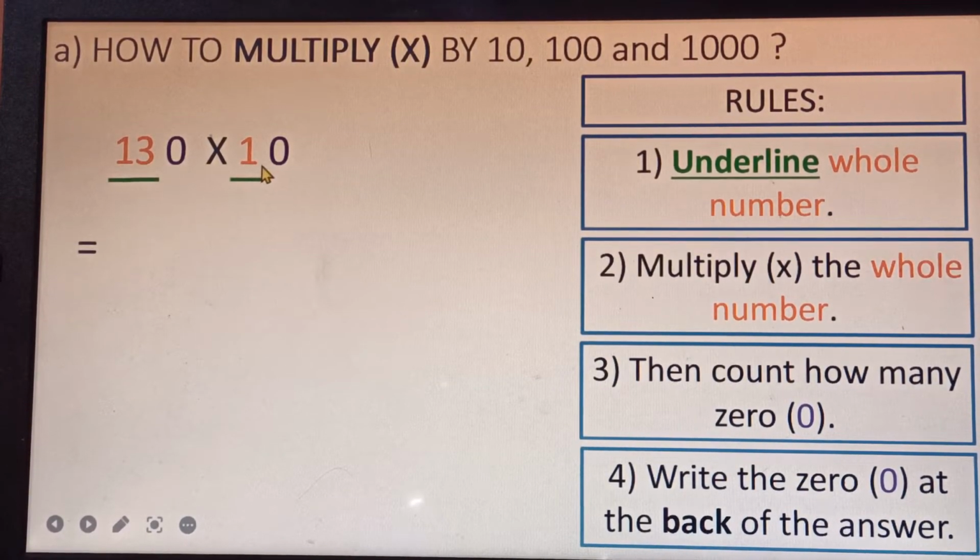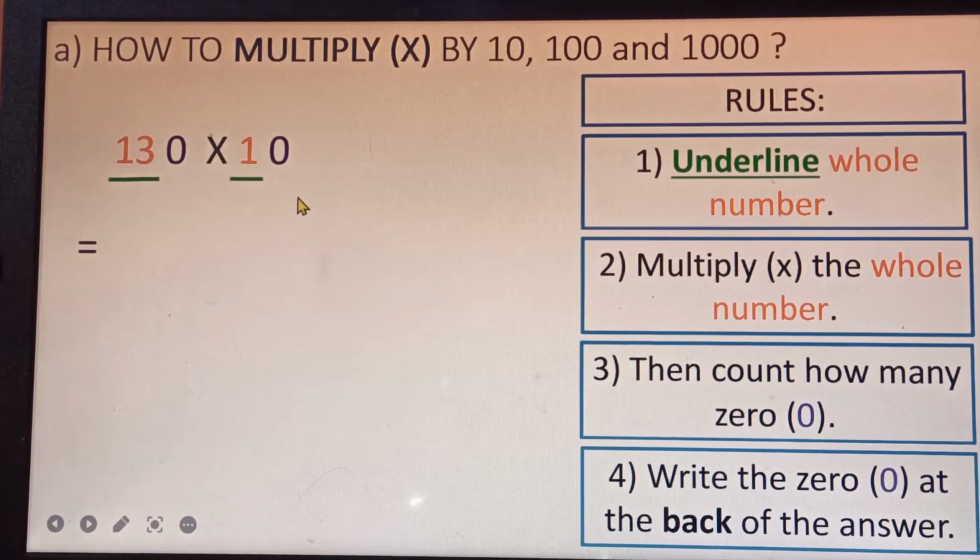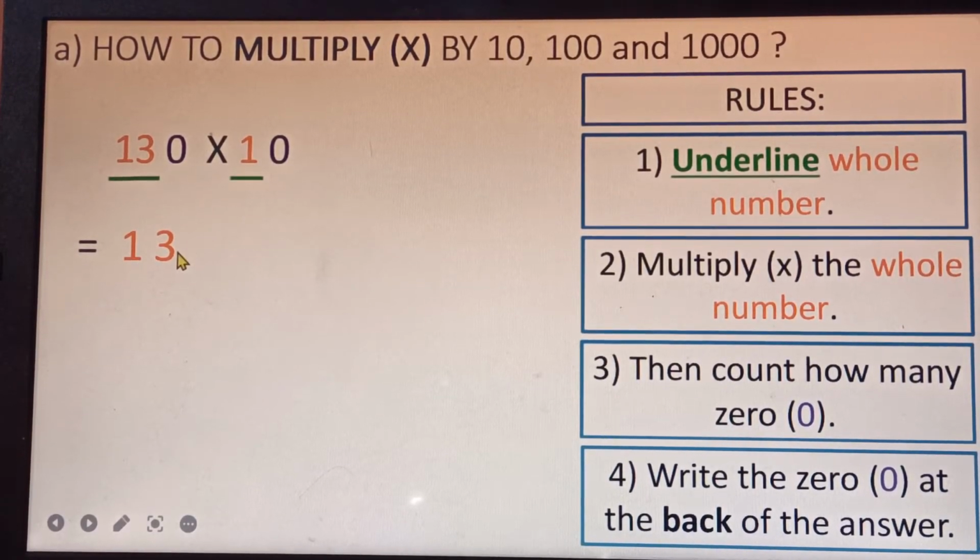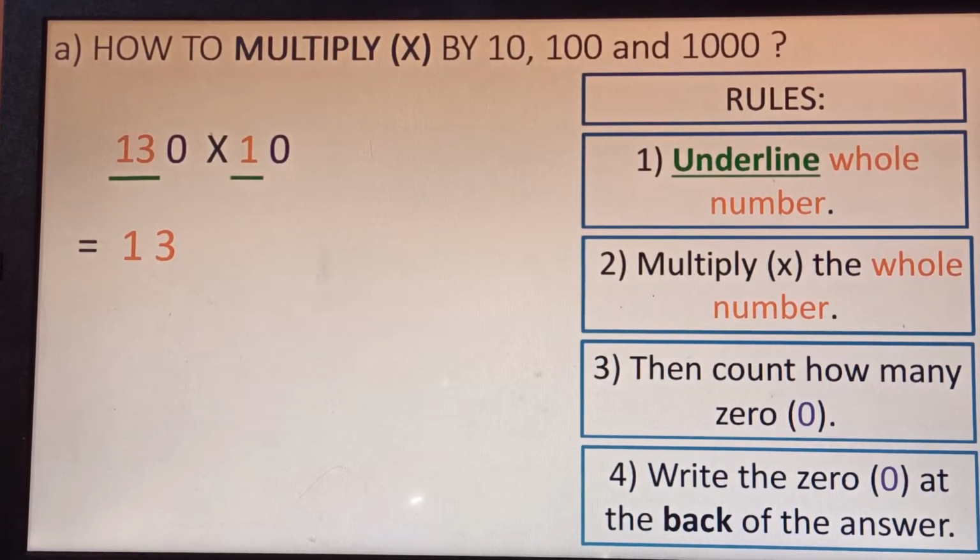So 13 times 1. Step 2, we multiply. We got 13, isn't it? Easy, 13 times 1 is equal to 13. Next, count how many 0 yang di belakangnya. So kalau kamu tengok, kamu lihat di sini berapa 0 yang kita mesti count from the back, di belakangnya.